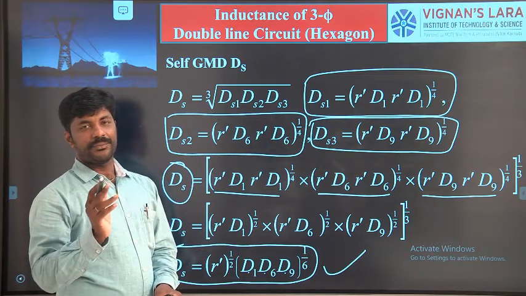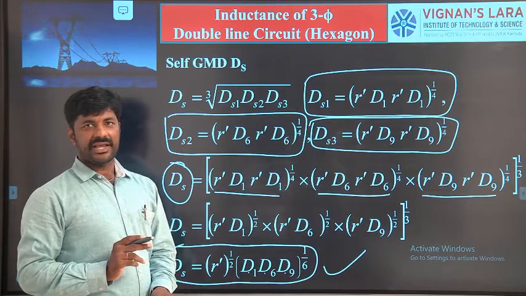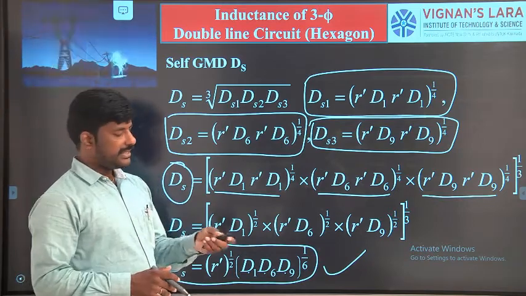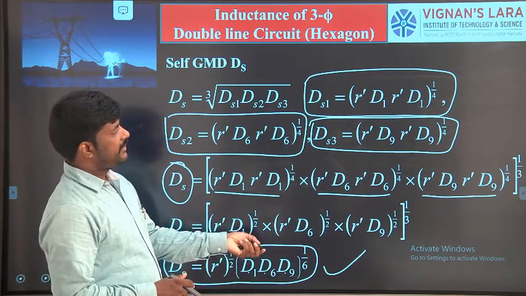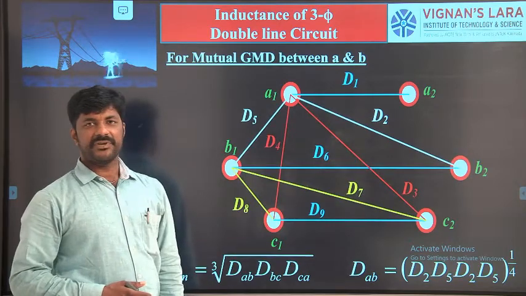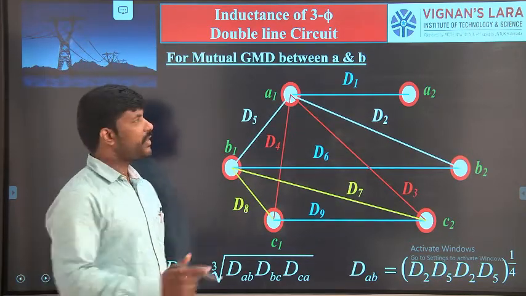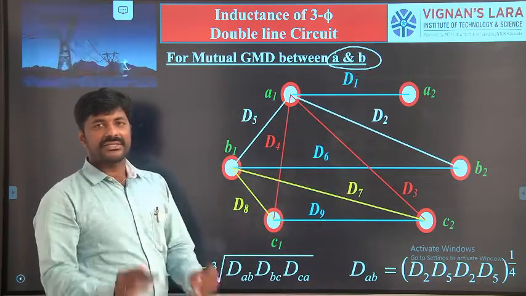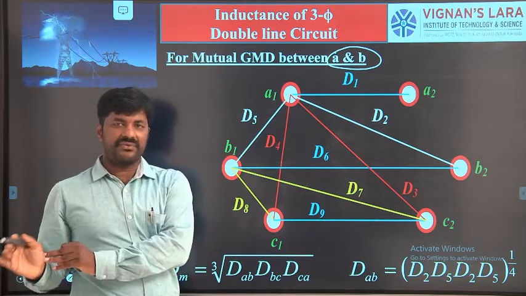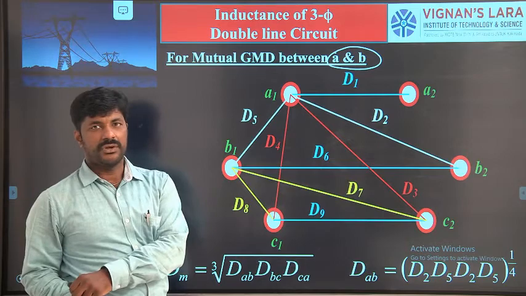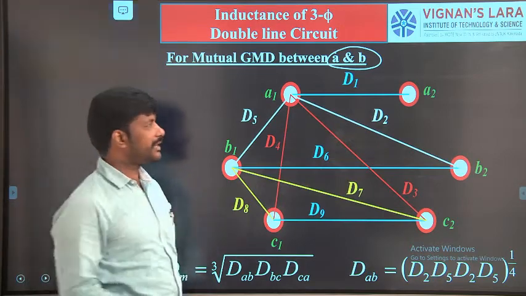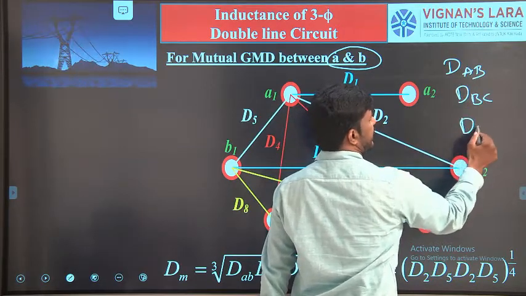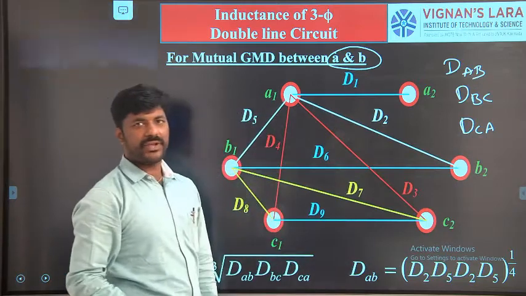Again we have to go for mutual GMD. In transposition, considering the mutual GMDs, there won't be that much effect of the transposition of conductors. Then directly we can check the mutual distances between any two different conductors. Right now I am taking those two different conductors as A phase and B phase, not constrained to A or not constrained to B like self values. They are mutual values. Total 3 mutual values you can get. What are they? They are D AB, D BC, D CA. These are the 3 minimum groups we can find.